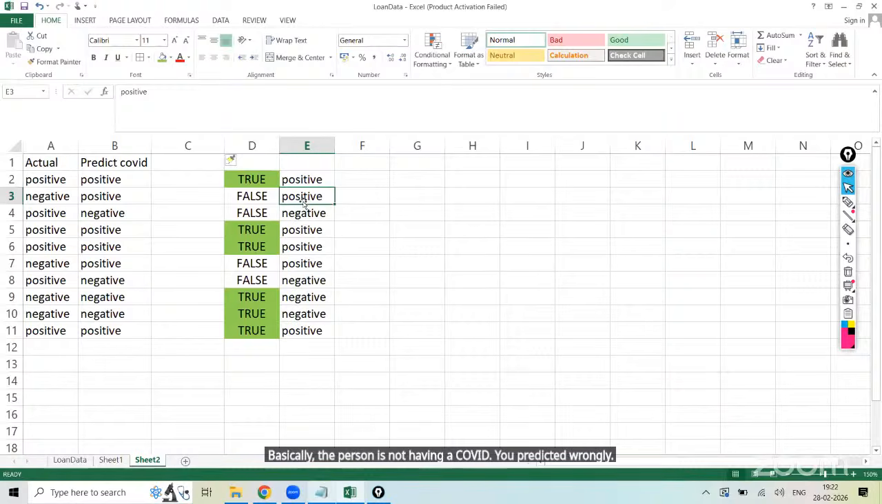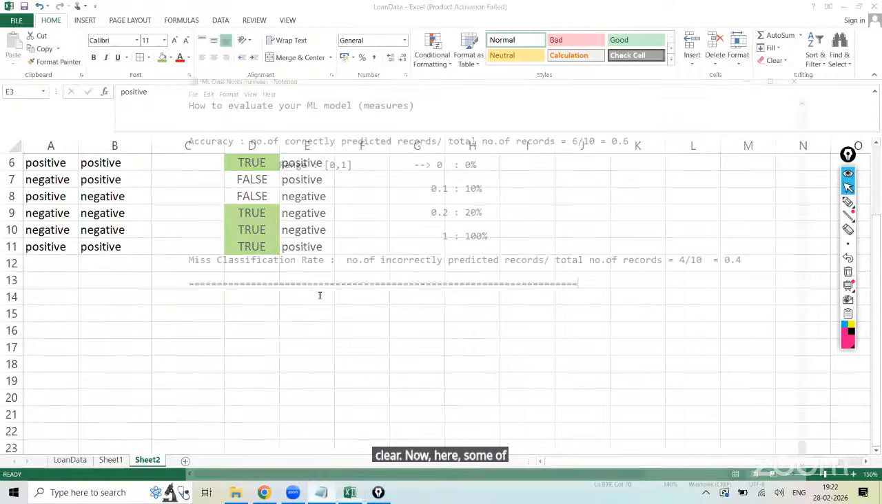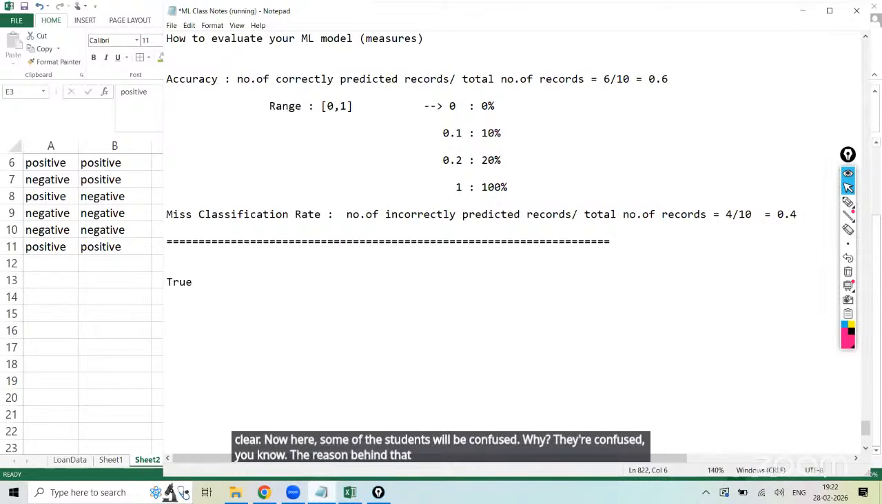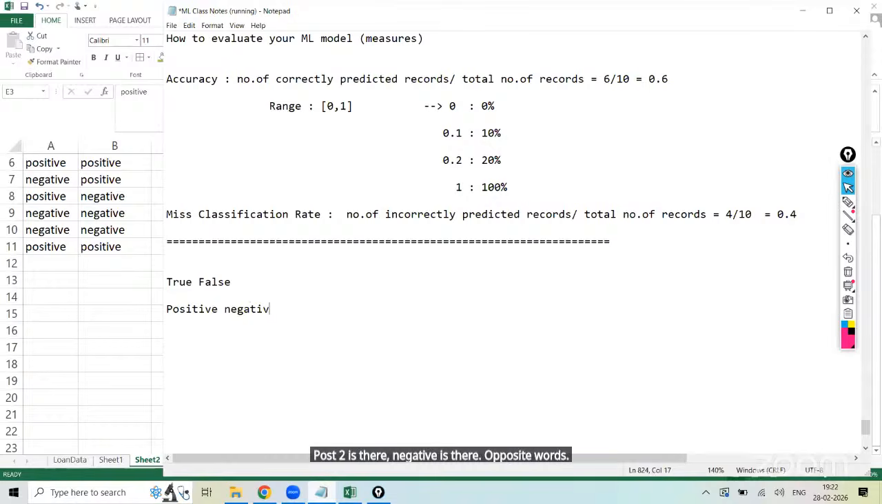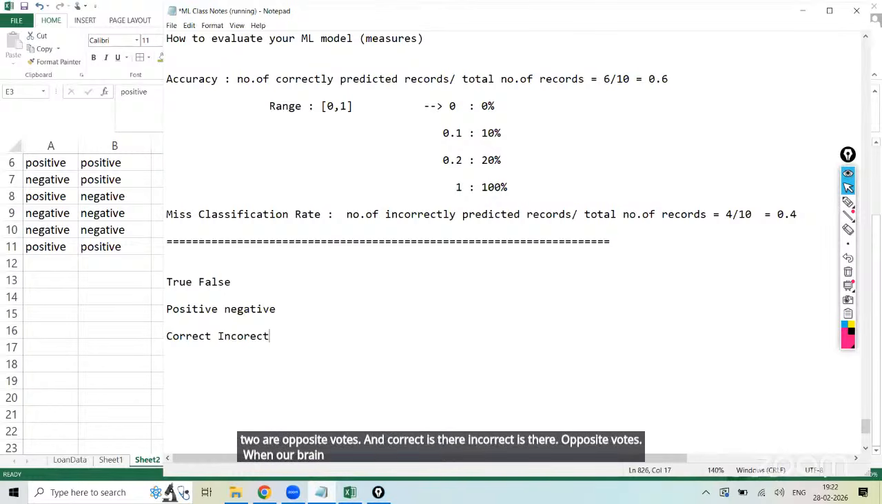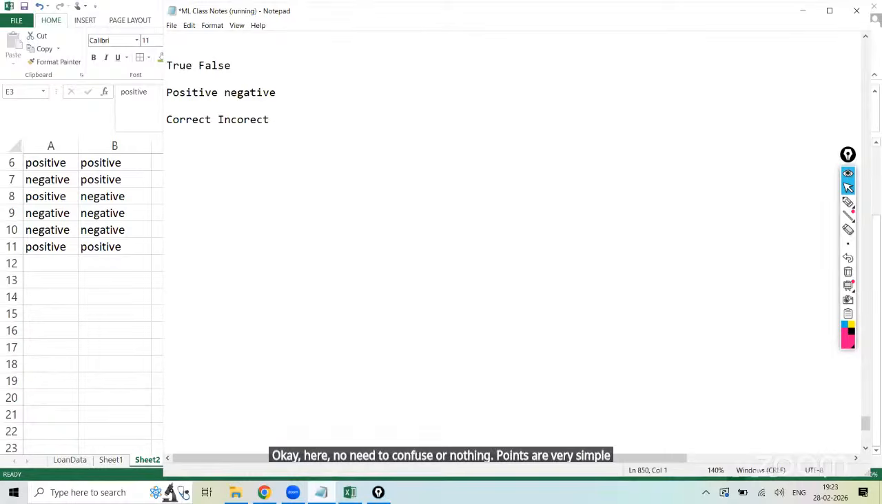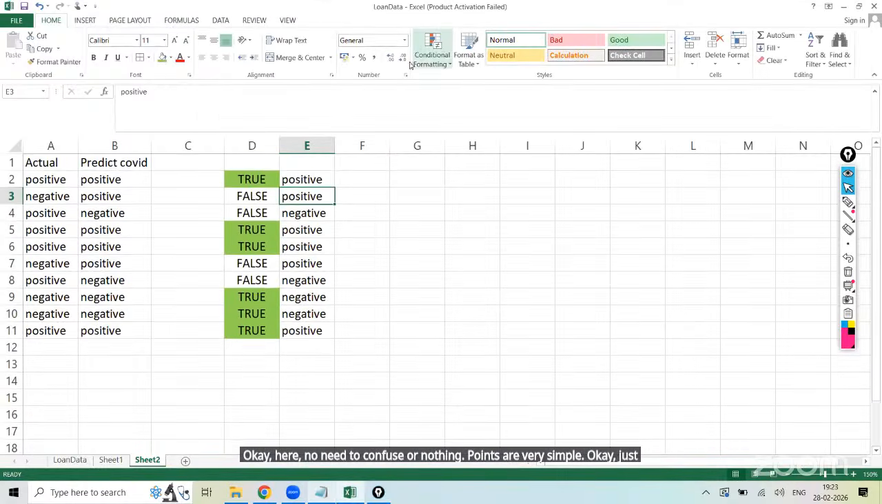Clear? Now, some of the students will be confused. Why are they confused, you know? The reason is that true and false are opposite words, positive and negative are opposite words, and correct and incorrect are opposite words. When our brain listens to opposite words continuously like that, automatically a slight confusion will come. Here there is no need to be confused. The points are very simple.